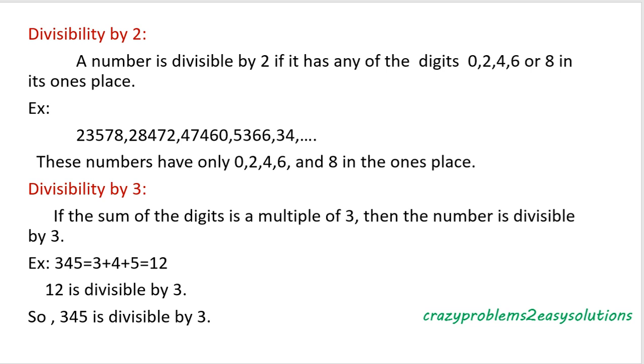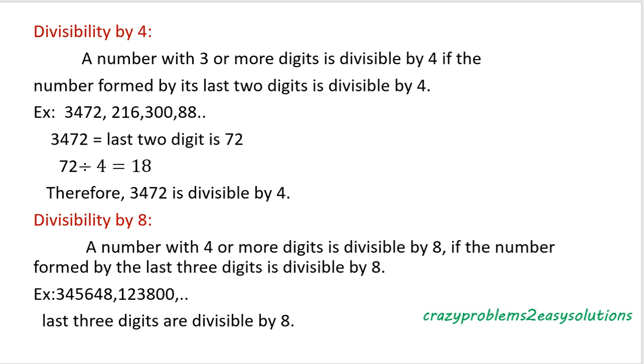Divisibility by 3. The sum of the digits should be a multiple of 3. What does that mean? Let's consider one example, 345. You have to sum the digits: 3 plus 4 plus 5 equals 12. So 12 is obviously divisible by 3. Then 345 is also divisible by 3.